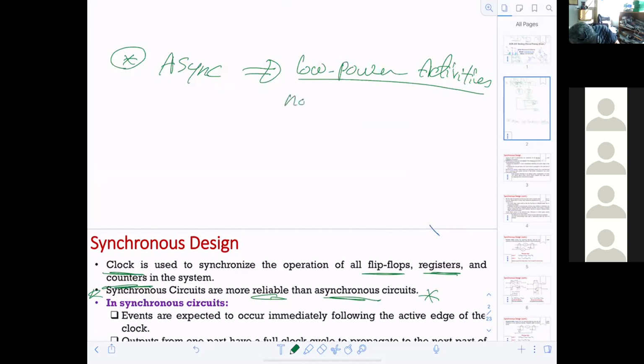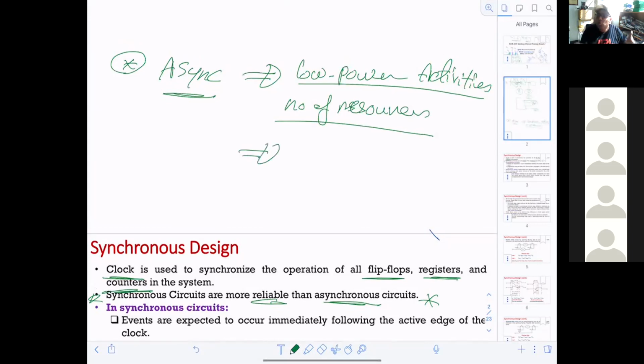So the number of resources used for asynchronization is completely less than the number of resources used for synchronized. Then application-wise, you will find that asynchronized approaches are used heavily for something called IoT. How many of you heard about this? IoT. It stands for Internet of Things.